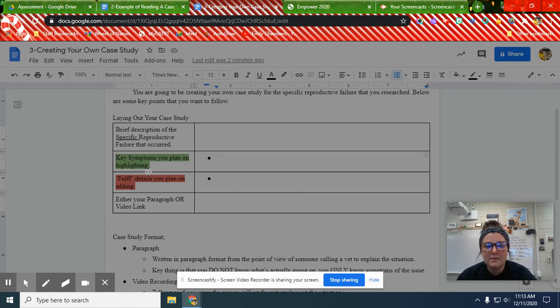The next part is the fluff details you plan on adding. A key part of this specific case study is having some information in there that's not considered key information or key symptoms. So just add some fluff or details that you plan on adding, like we talked about: the name of the animal, the age of the animal, stuff that is irrelevant. The fact that you found them in the pasture and now you have them in the barn, the fact that maybe the person writing it has been a farmer for 25 years, that's irrelevant, okay?